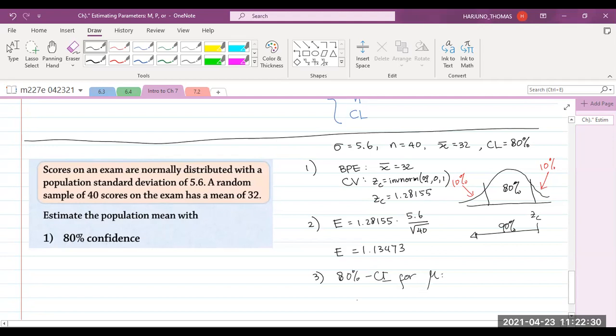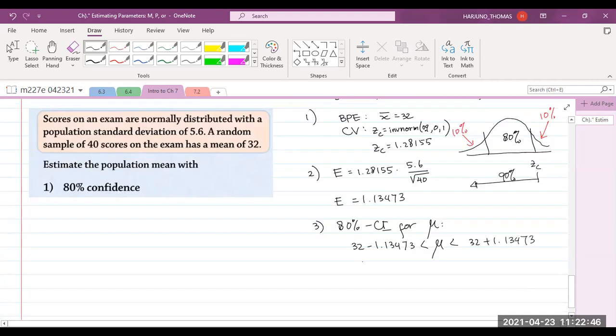will be 32 minus that, less than mu, less than 32 plus that. So it doesn't take that long, huh? That's 30.865327 less than mu, less than 33.13473. Now let's check using calculator.